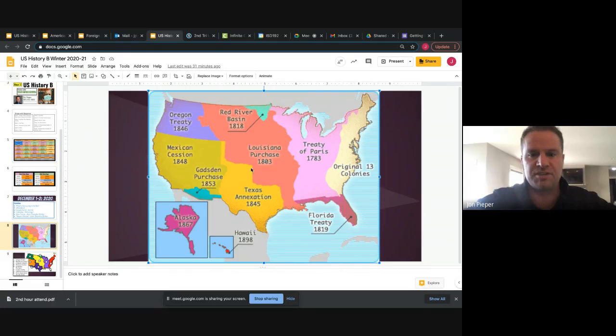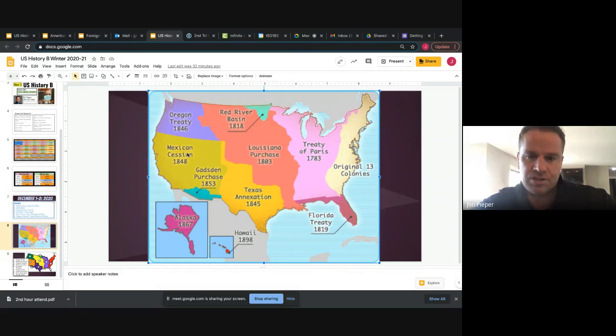Okay, this big red part right here, the Louisiana Purchase, purchased by Thomas Jefferson in 1803. Should be another part that's easy to remember. Part of Minnesota is a part of that Louisiana Purchase as well. Okay, the Texas annexation, right here, 1845. Okay, the Mexican Cession, 1848.